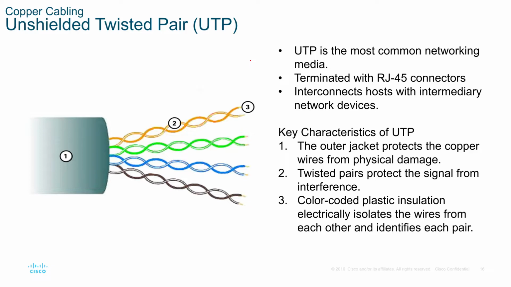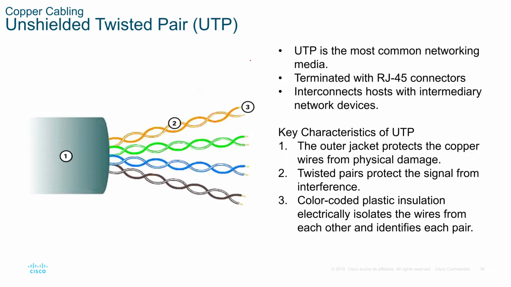The key characteristics: the outer jacket protects the copper wires from physical damage. The twisted pairs protect the signal from interference, and the color-coded plastic insulation electrically isolates the wires from each other and identifies each pair.